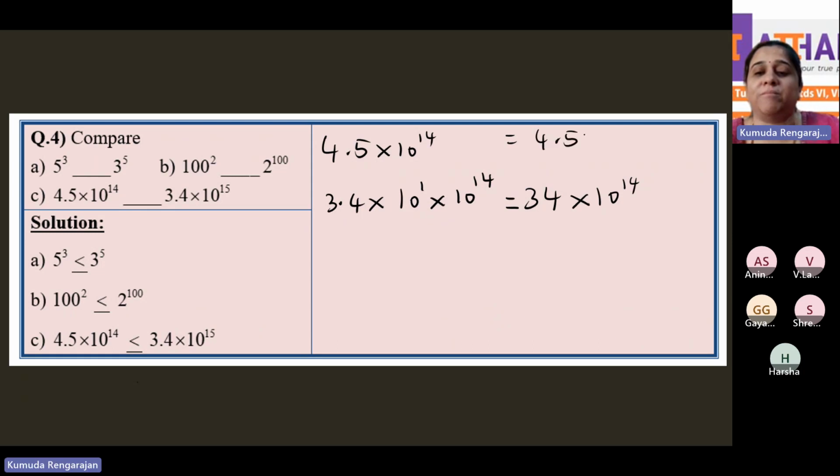Now it's convenient to compare. Why? Because it is 10 to the power 14, 10 to the power 14. So now you can just compare these numbers. So 34 is bigger than 4.5. So this one is greater.